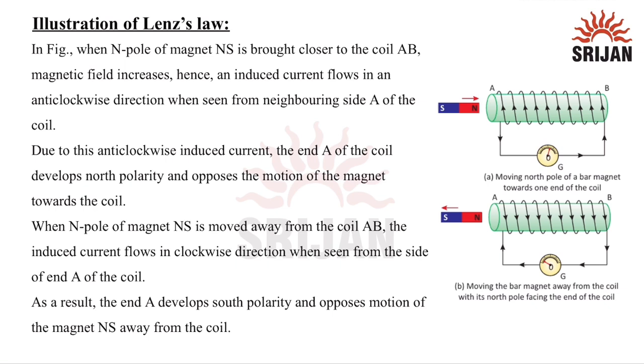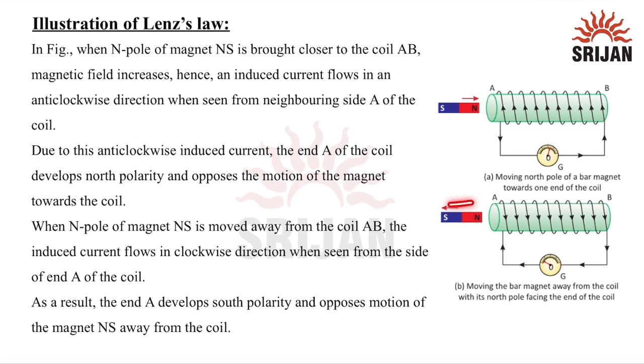In the figure, you can see that when the north pole of the magnet NS is brought nearer to the coil AB, the magnetic field increases. Hence, an induced current flows in an anti-clockwise direction when seen from the side A of the coil. Now, due to this anti-clockwise induced current, the end A of the coil develops north polarity and opposes the motion of the magnet towards the coil.